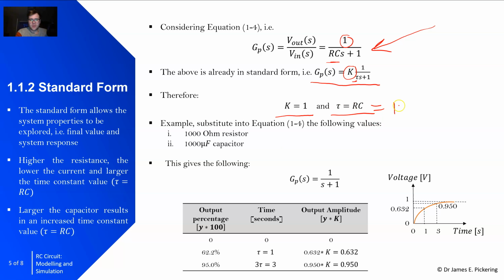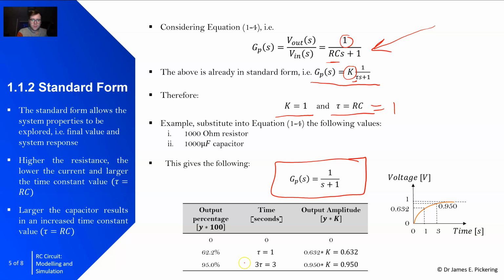And then tau, RC, is equal to 1, considering this. So this is then going to give us this transfer function. Okay, so a nice-to-look-at transfer function: 1 over s plus 1, where the time constant, as we've just determined, is 1.